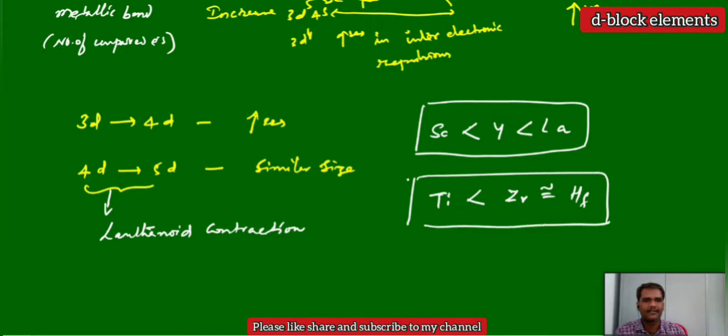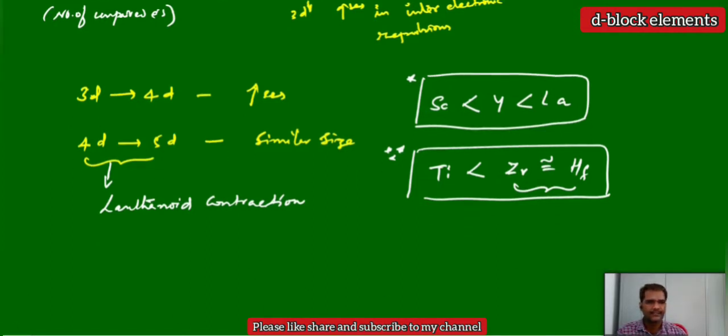This is very important. Especially zirconium and hafnium, they have similar size. Due to that, they can sometimes show similar properties also. They will ask you a question about this zirconium and hafnium, you should remember. So why not in the case of scandium, yttrium, lanthanum? Because there is no lanthanide contraction between yttrium and lanthanum.